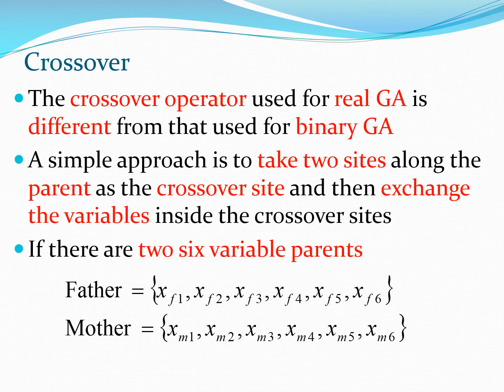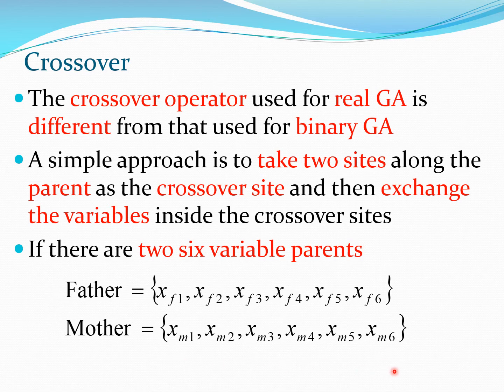So this crossing which we have to do in real GA is different from binary GA, and we will see why this is so. So if we wanted to extend the simple concept of binary GA, we could do something like this. We could take two sites within the parent design vector as the crossing site and then exchange the variables inside the two crossover sites. For example, I could take two 6 variable parents given here by father and mother. Now for each of these we have added a subscript F to denote father, and we have put a subscript M to denote mother here.